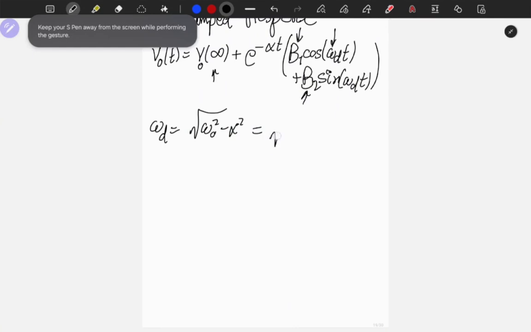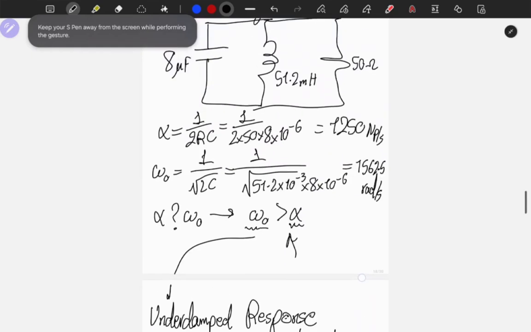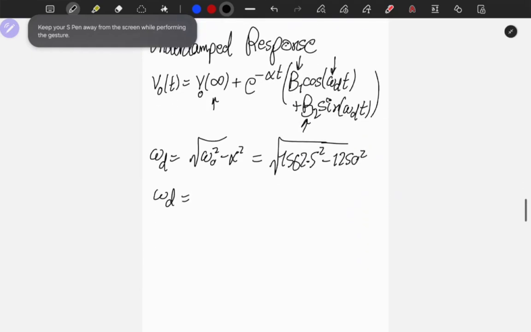So this is equal to the square root of 1562.5 squared minus 1250 squared. Overall, omega d is equal to, so we do this, 0.5 squared, right? Minus this squared will get 937.5 radians per second. We figured out omega d.